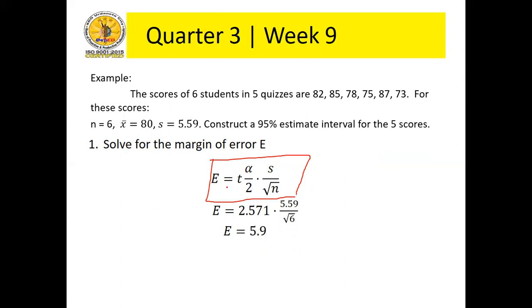So your margin of error is equal to the critical value multiplied by your standard deviation over the square root of the sample size. The critical value we have already established using the table at n minus 1 degrees of freedom, which is 5, is 2.571, multiplied by the standard deviation over the square root of the sample size. Then your margin of error now is equal to 5.9. Now, how are we going to use this margin of error?